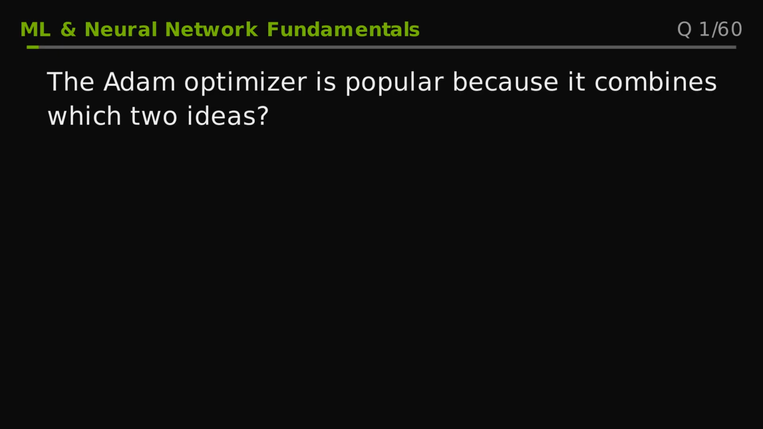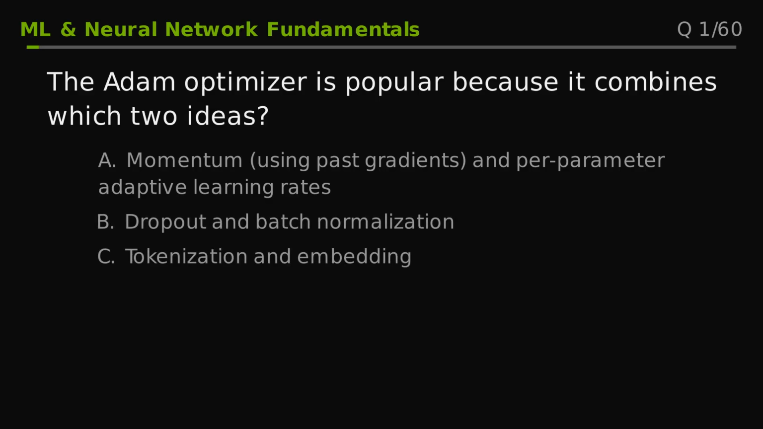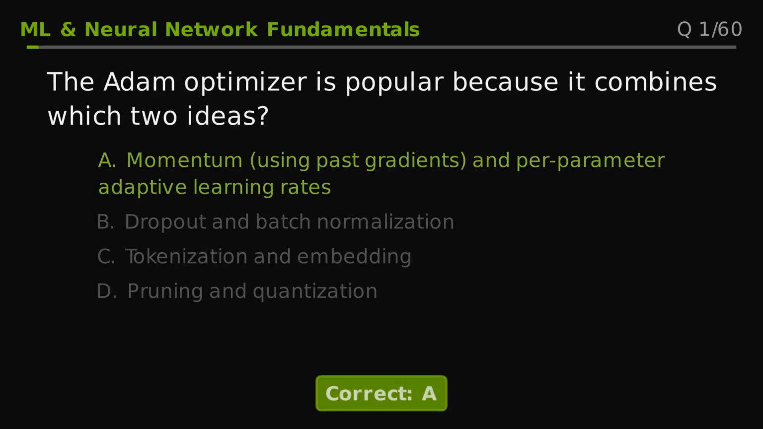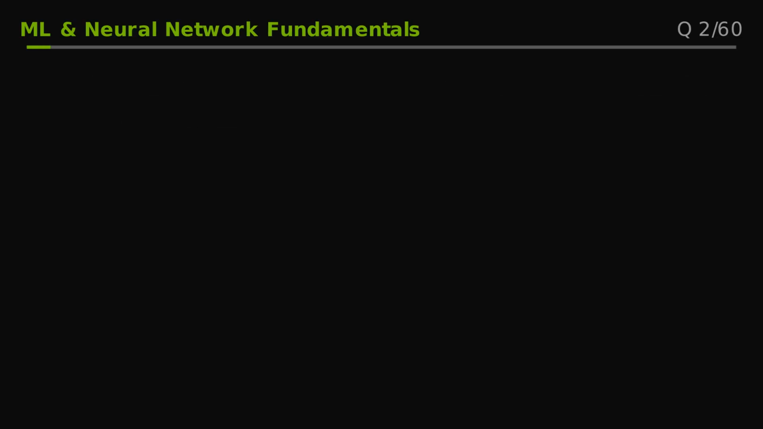Question 1. The Adam optimizer is popular because it combines which two ideas? The correct answer is B. Adam maintains exponentially decaying averages of past gradients (momentum) and squared gradients (adaptive per-parameter step sizes), giving fast, robust convergence with little tuning.